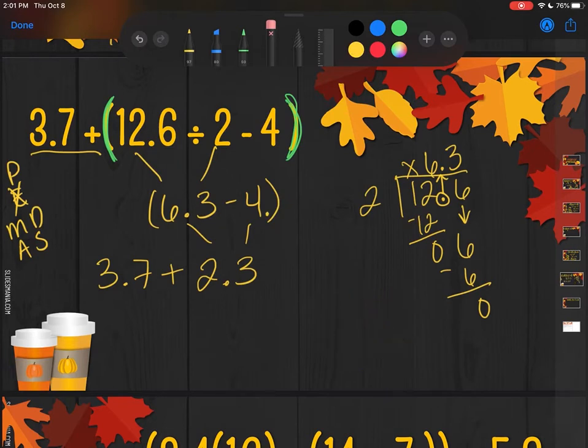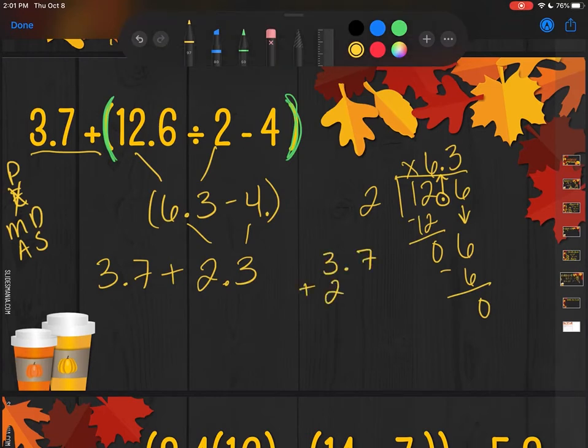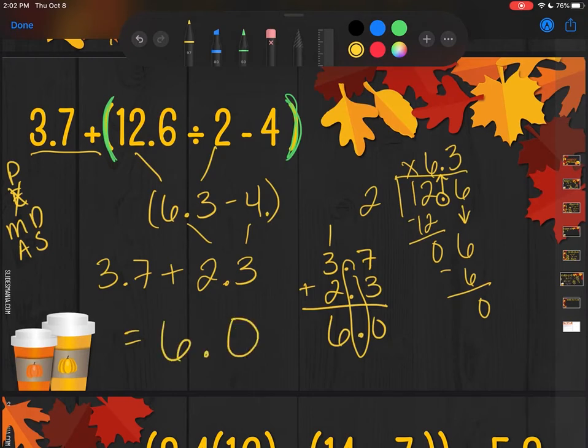All right, let me erase this so I have some room. Well, 3.7 plus 2.3. All right. My decimals are lined up, so I'm good to go. 7 plus 3 is 10. Carry the 1. 1 plus 3 plus 2 is 6. So I land on my decimals. My decimal would be here. So my answer would be 6.0, or you don't even need that 0, right? It could just be 6.